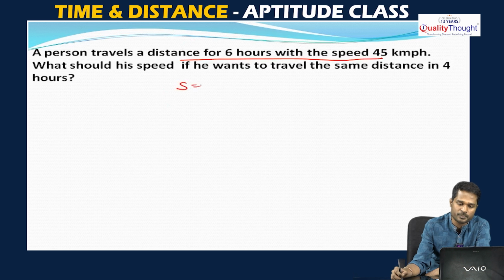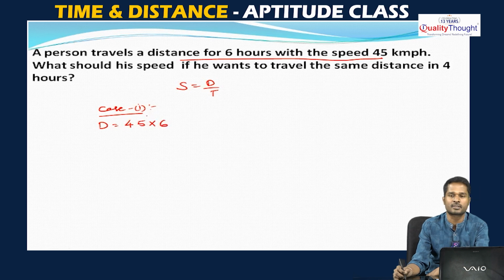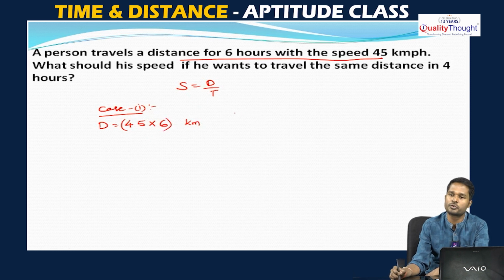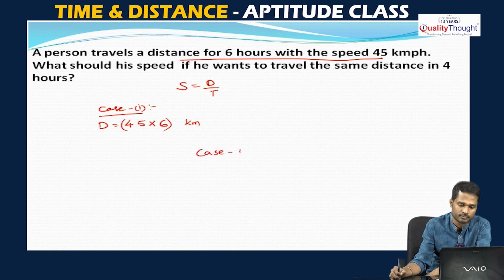See, we know speed is equal to distance by time. In the first case, let's find out the distance travelled. So distance is nothing but the speed, 45 kilometers per hour, times the time, 6 hours. So the distance travelled is 45 into 6 kilometers. This is the distance he travelled in the first case. Now what he is asking: if he wants to travel this same distance in 4 hours, what should be the required speed? Let's take it as case 2, where we want the speed.